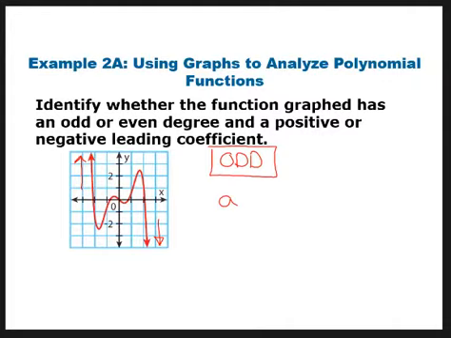Well, when it's an even degree, it's really easy because if your bowl or your ends face down, that means it's negative. If your bowl or your ends of your graph face up, that means it's positive. Okay, so even ones are a lot easier.